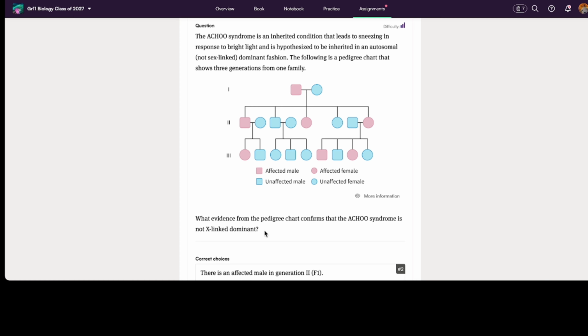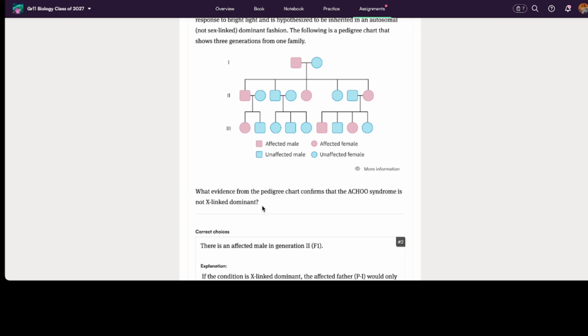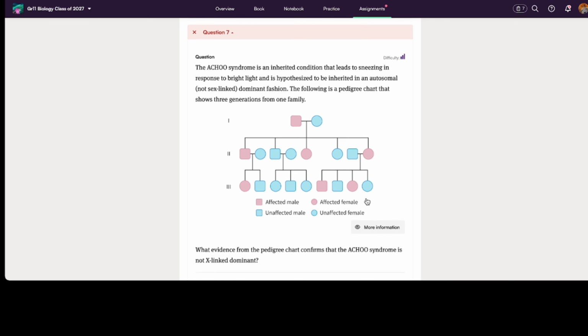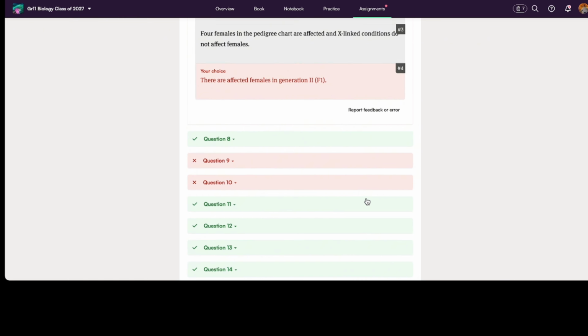So the fact that the son from the second generation, if you can see my mouse here, has it proves that it is not X-linked dominant. For this one, you want to look at the initial parents and identify what possible genotypes they have. It's important that you do genotypes and then compare them to the phenotypes that occur. That's how you read a pedigree chart and identify.